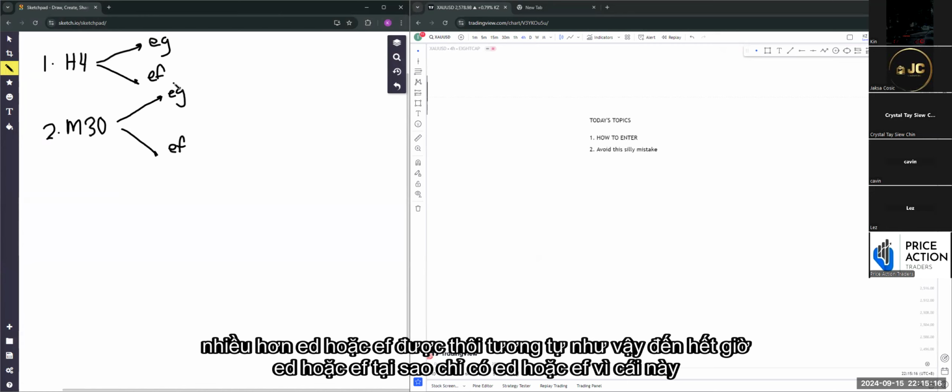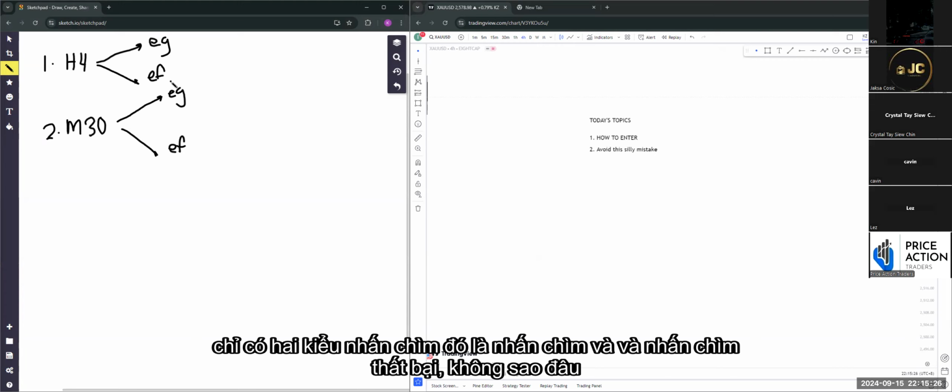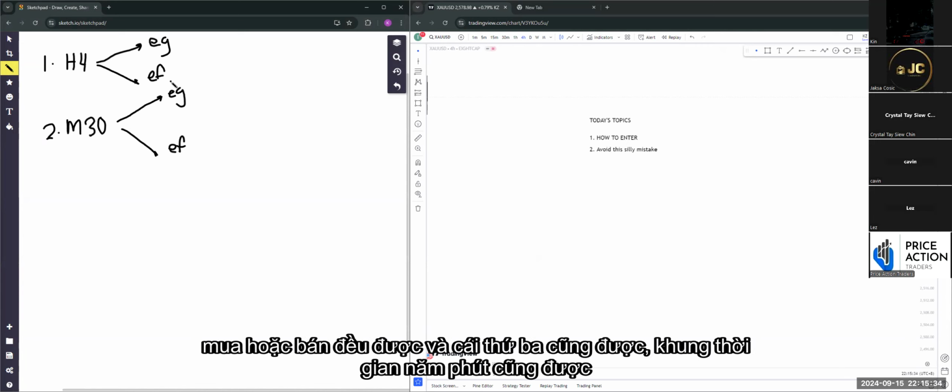Why only EG or EF? Because this system is the engulfing trading system. Since we're talking about the engulfing trading system, we only have 2 types of engulfing, which are engulfing and engulfing fail. That's it. It's either for buy or for sell.